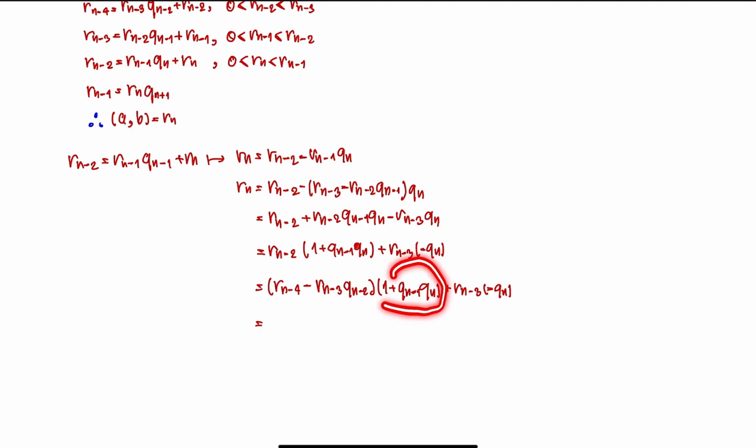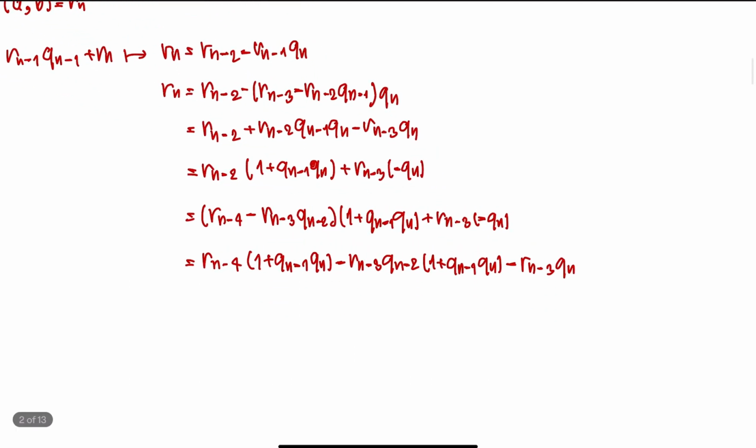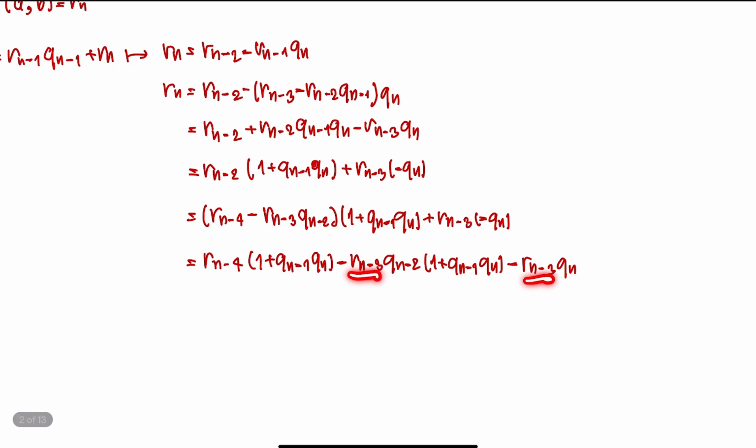We distribute this term into R(n-4) and R(n-3). So we've got R(n-4). Then what next? We've got 1 plus Q(n-1) Qn, and minus Q(n-3) Q(n-2), 1 plus (n-1) Qn, and minus Qn, R(n-3) Qn. And we factorize R(n-3).